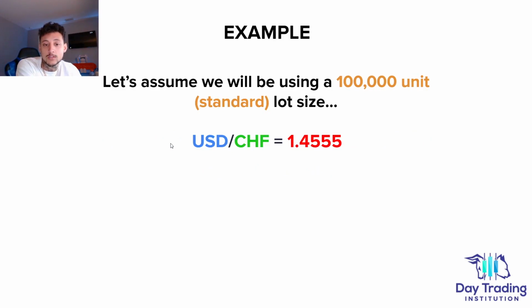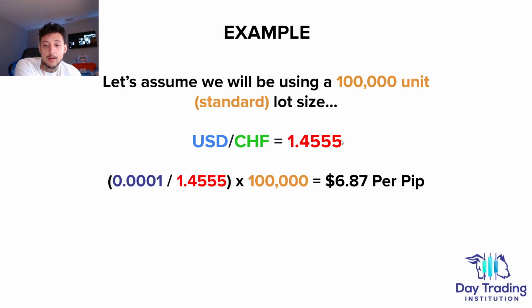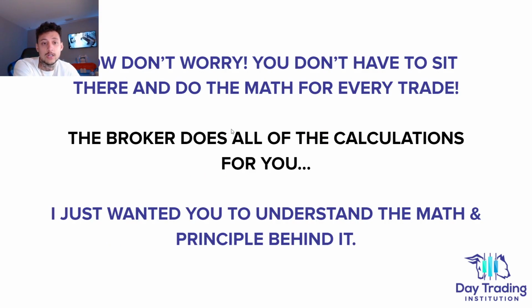Now, let's look at another example without the JPY. Let's assume you're using 1 lot on USD CHF, which is another one of those slower moving pairs. So we have 1.4555 being the exchange rate. Now we add that extra decimal place. That's going to be $6.87 per pip. So you can also think about it this way: the more popular the pair is, being one of the major pairs, the more value that lot size is going to hold, because there's more volume in the market. So that has 4 decimal places.